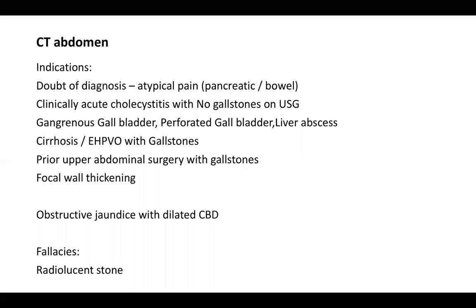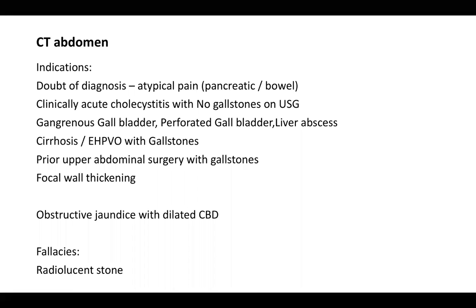Patients who are cirrhotic, patients who have a previous history of extrahepatic portal vein obstruction, these patients, even with a simple biliary colic, consider doing a CT scan, essentially to assess the pericholecystic or the pericholedochal, that is, the varices, sorry, varices around the gallbladder or the common bile duct, because this is going to determine the type of surgery that you will do, what the risk is, and how you will consent a patient.